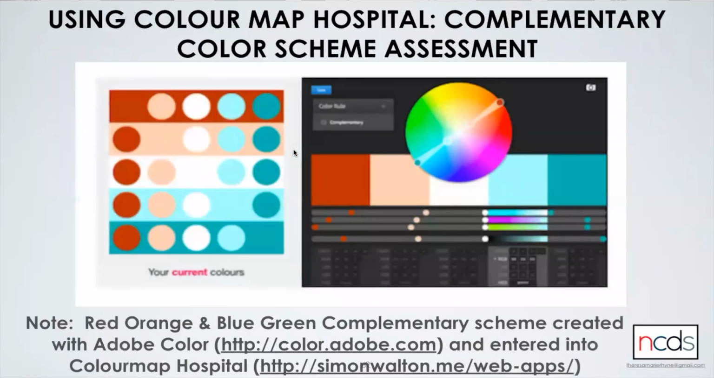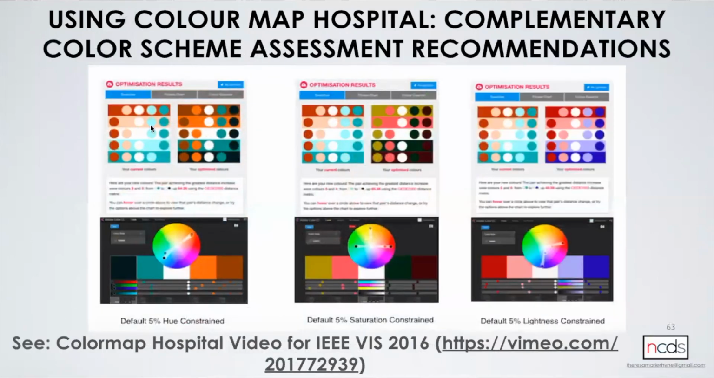It's presently not online right now, but basically you can take this complementary color scheme. I'm showing it to you in Adobe Color, which is another tool that's available online. But basically this Color Map Hospital will try to correct it, optimize it for visualization. It makes recommendations. Now here's the one you want to look at right here. This should look like a flag to you. Could be France, could be United Kingdom, could be the American flag.